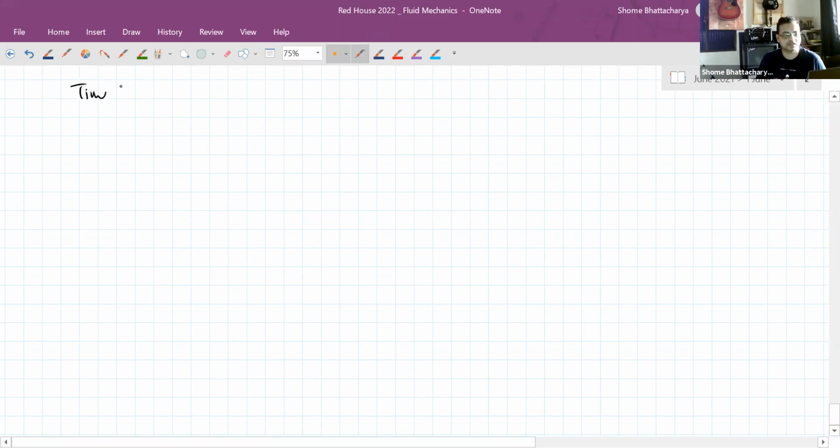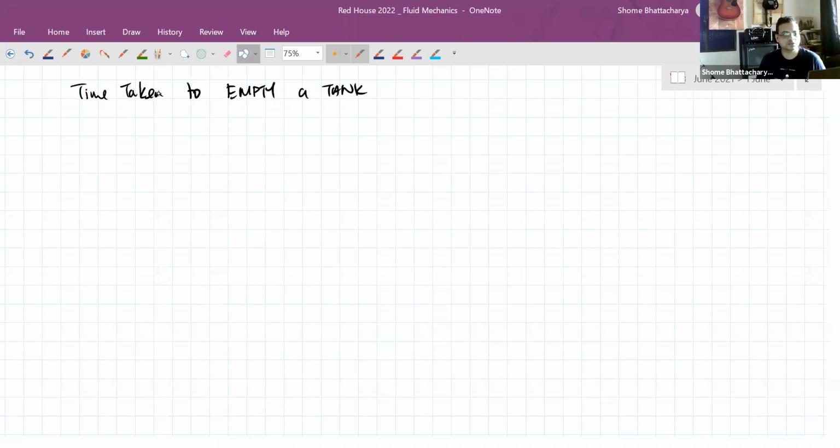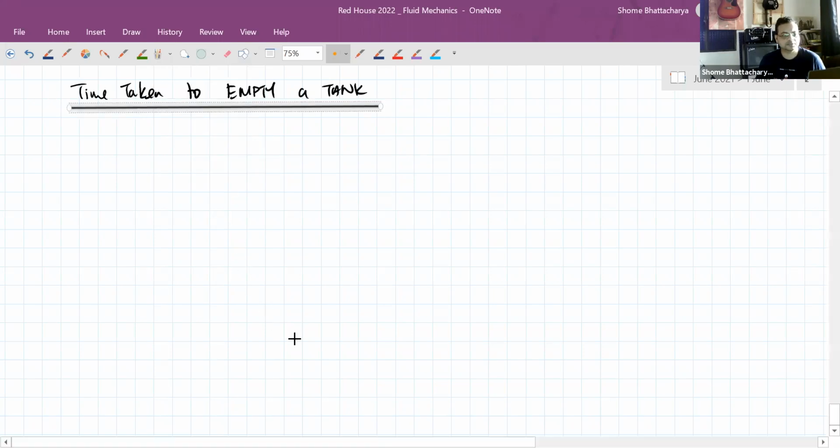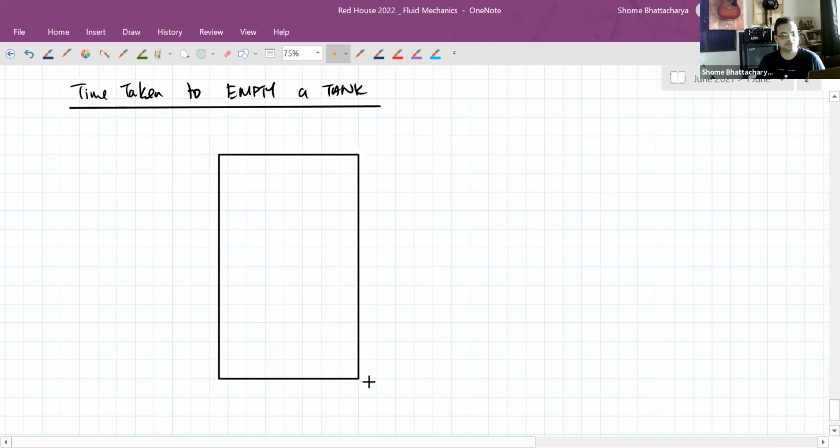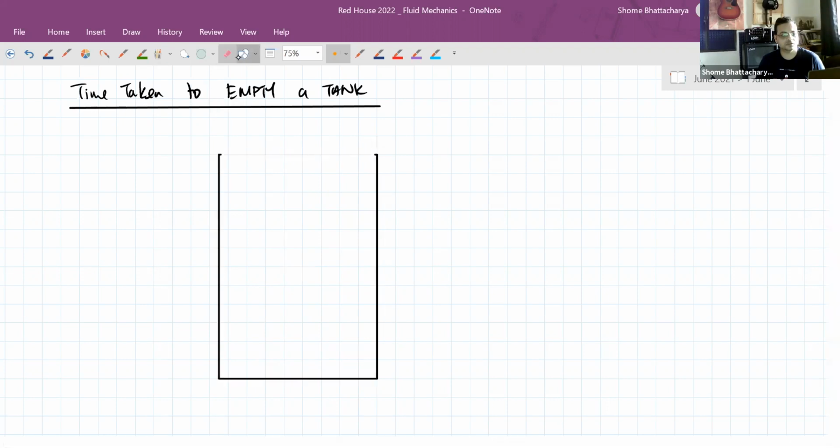So next thing is time taken to empty a tank through an orifice or an opening. So this is completely an application of calculus, okay? Because we have the speed of efflux, and from that we have the volume rate of outflow as a function of the height of liquid in the tank.